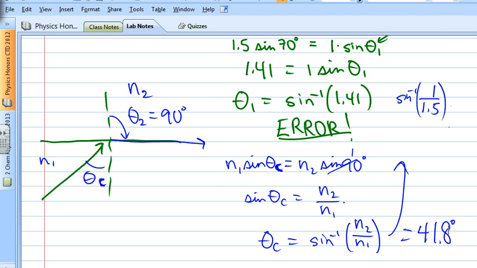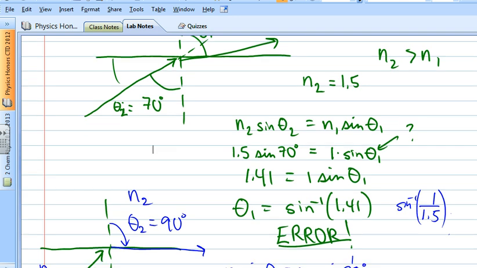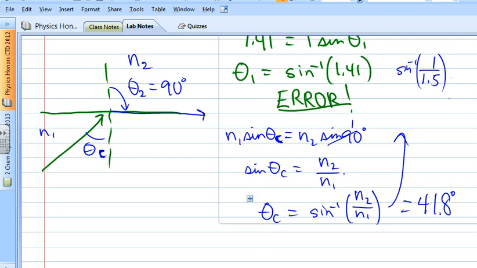So when I set this up and said it was coming in at 70, I knew that this was set up for failure because I knew that the critical angle was only about 42 degrees. And so what you can see is that the denser the material, the smaller the critical angle is.